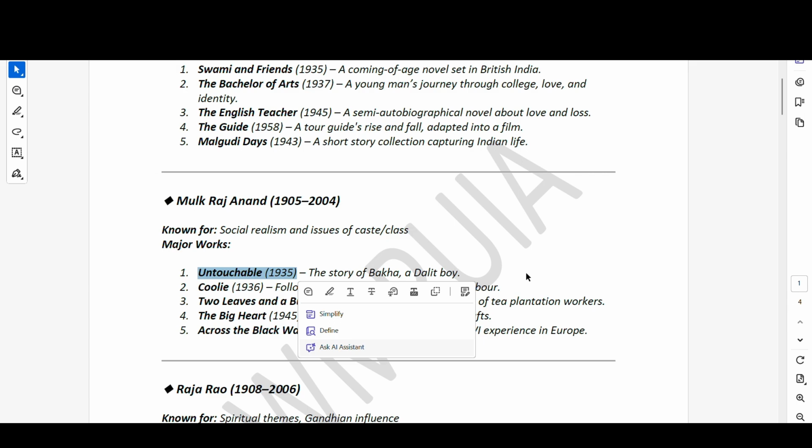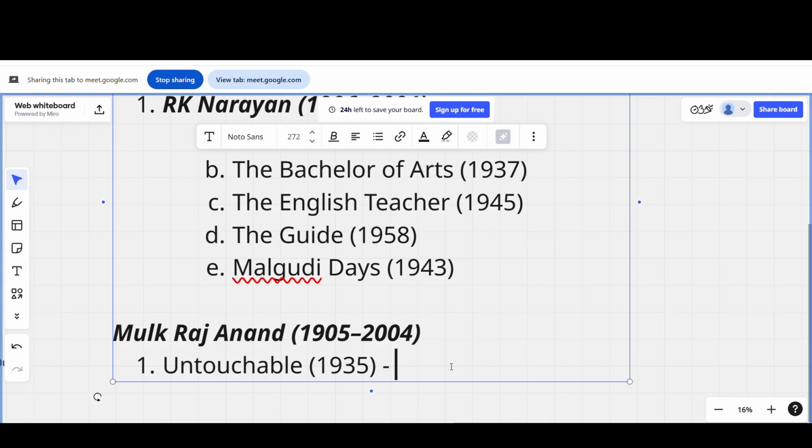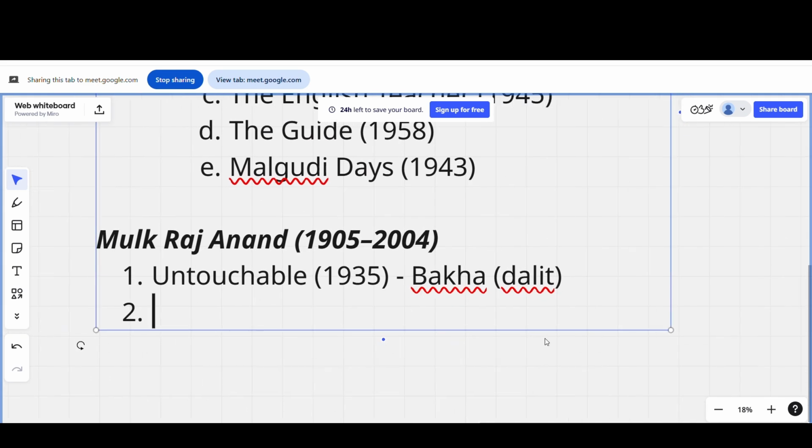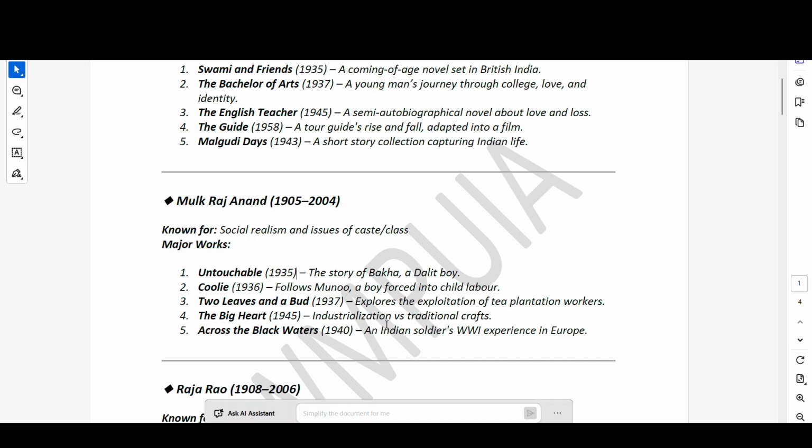Untouchable. Who is the main character? Bakha. Okay, Bakha is a Dalit boy. So just keep in mind, if you find something like Bakha, then just know it's a Dalit boy and a character in Untouchable by Mulk Raj Anand. We'll do these characters maybe tomorrow night or something.